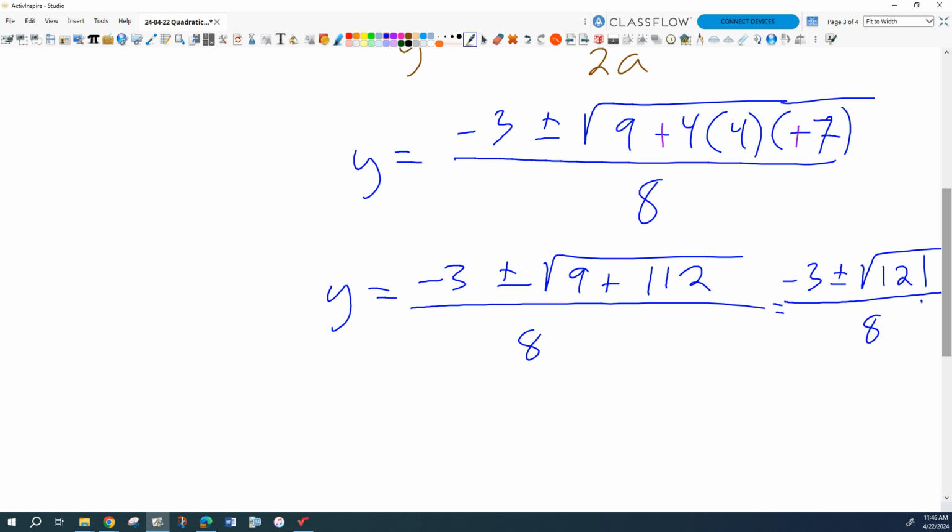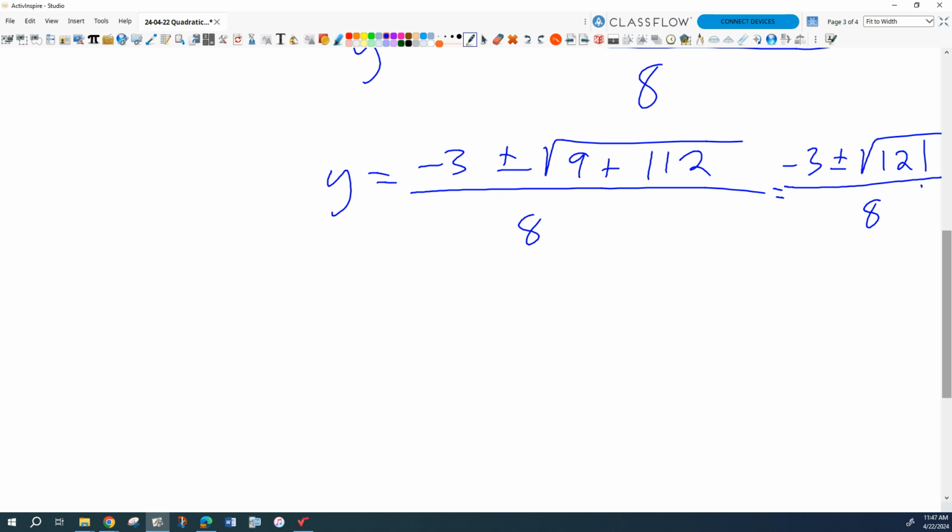Divided by 8. Okay, what is the square root of 121? 11. Yeah, this one works out well. 121 is a perfect square. So then look at my answers. I end up getting y equals -3 plus or minus 11 over 8. I'm not going to get stuck with weird square roots this time. I'm going to get nice, convenient answers.